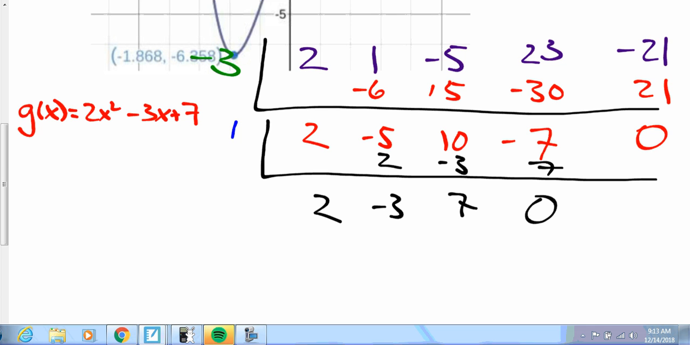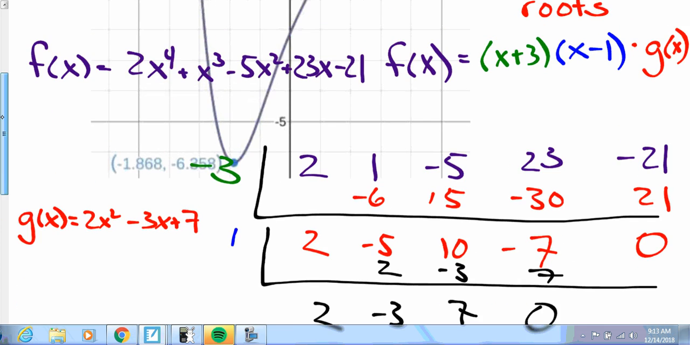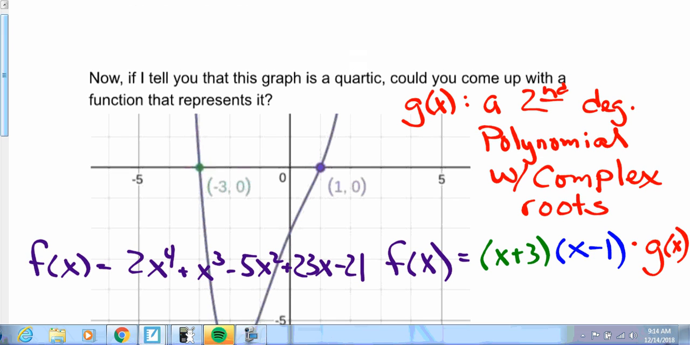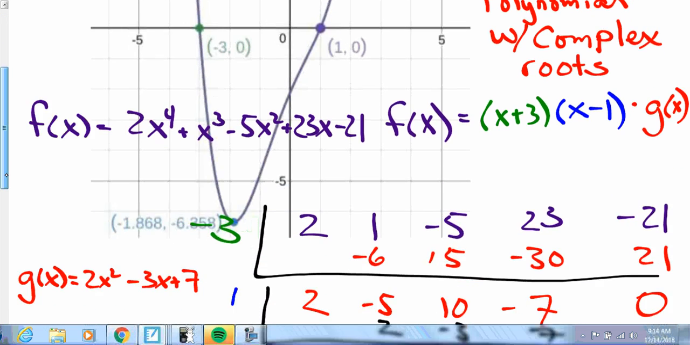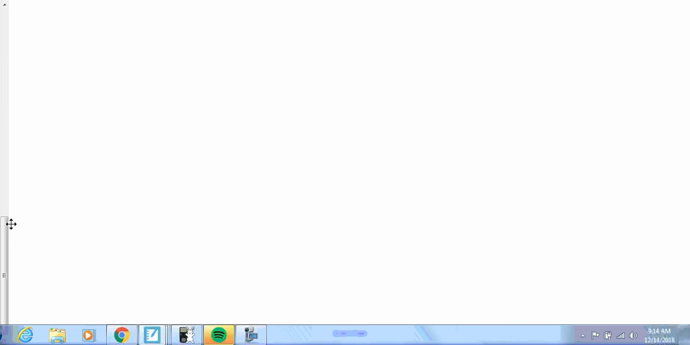Should I try and factor this? No. Why not, Henry? Why not? Can I factor something with complex roots? No! Why even try, right? I might as well just bang my head against the wall. I'm sure it does. I am sure it does.